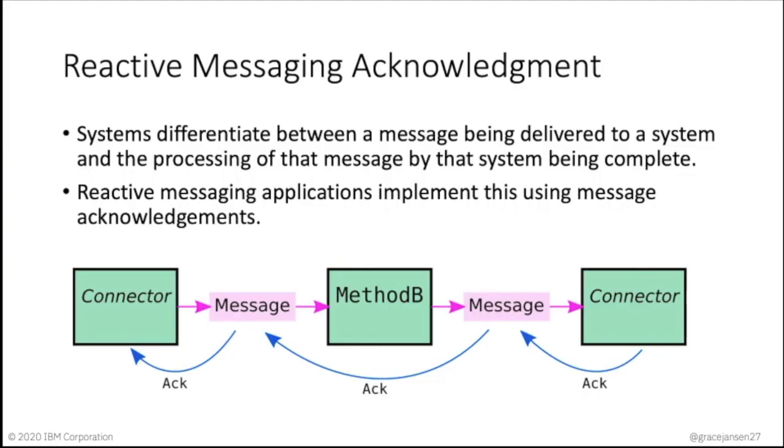So to ensure that no messages are lost in the event of a system failure, most messaging systems differentiate between a message being delivered to a system and the processing of that message by the system being complete. So if the system goes down, any messages which have been sent but not completed can then be sent again. So in this case, reactive messaging applications implement this sort of technique using message acknowledgements.